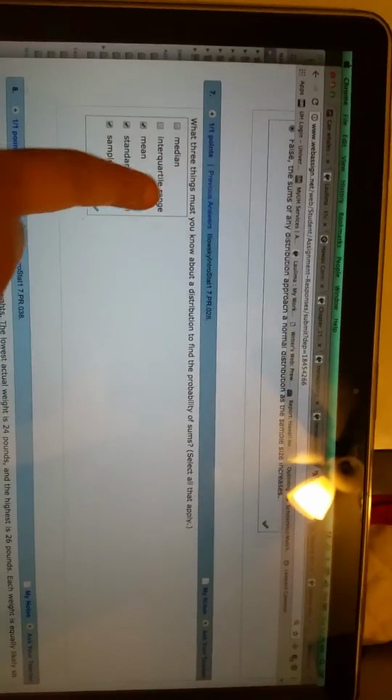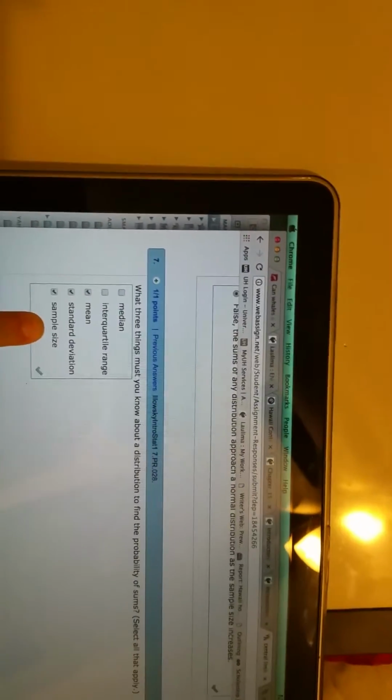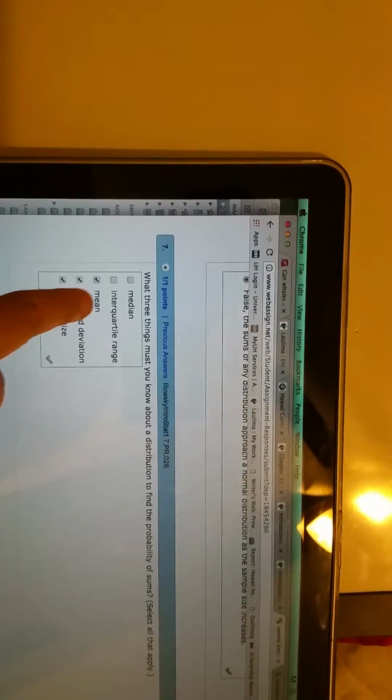Okay. What 3 things must you know about a distribution to find the probability of sums? Okay, so the probability of sums was the sample size. You need the sample size, the standard deviation, and the mean. Okay, now I guess I don't have it written anymore, but let's just look at that. The mean, the sample size, the standard deviation. In this particular one, you need the z-score too, but on some of them, it's not required.